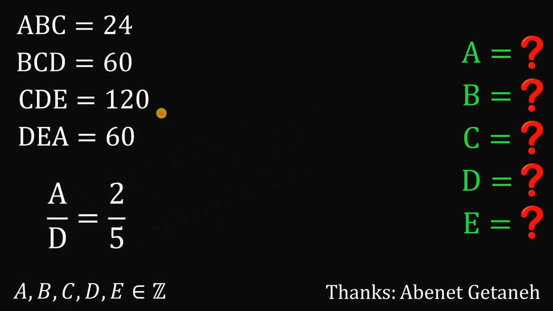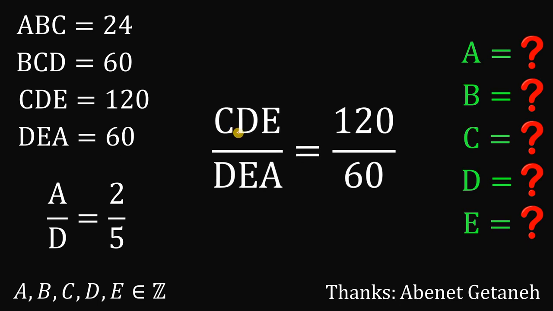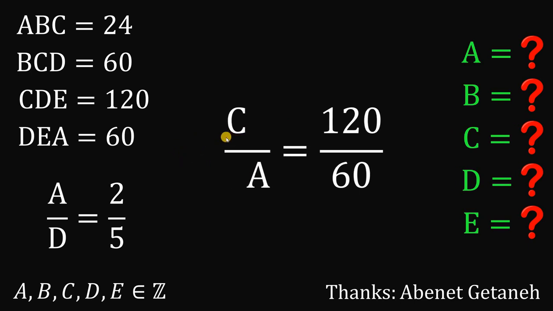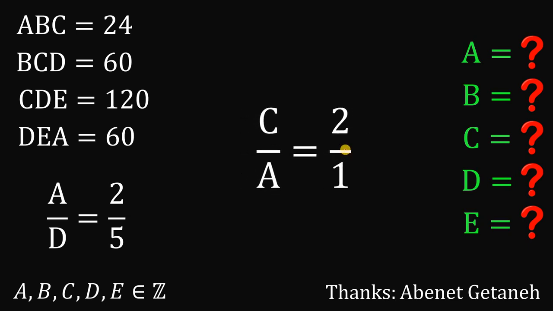And then, let's use the other two equations, the third and the fourth equation. Again, observe that we have a common factor of D on the third and DE on the fourth. So again, let's divide these two equations. Now, we can cancel out D on the numerator and the denominator, E on the numerator and the denominator. So the left side becomes C over A. Now, 120 over 60, we know also this is just 2 over 1.